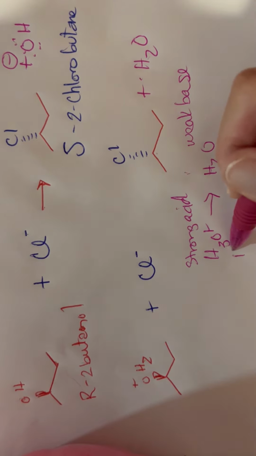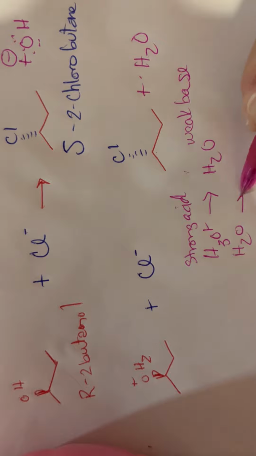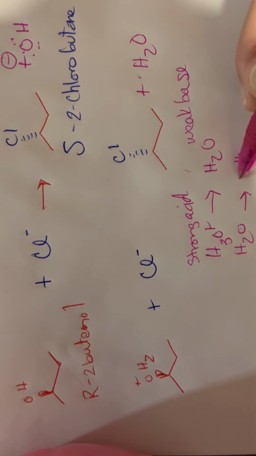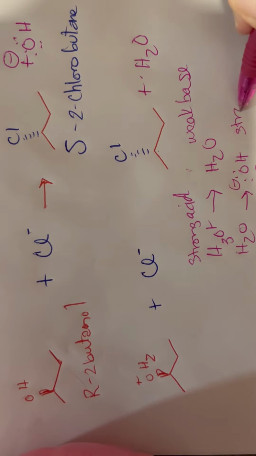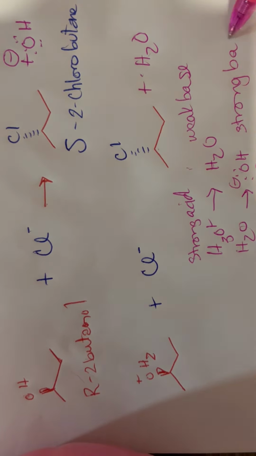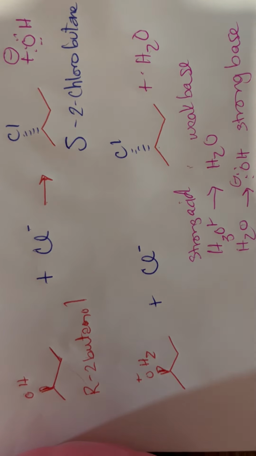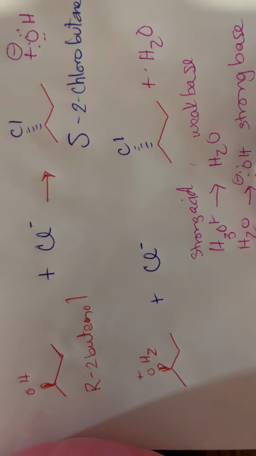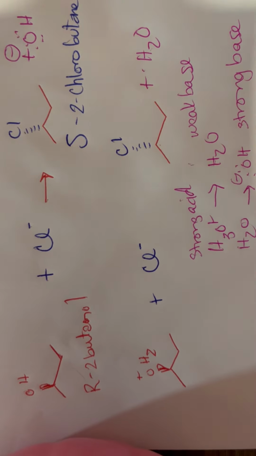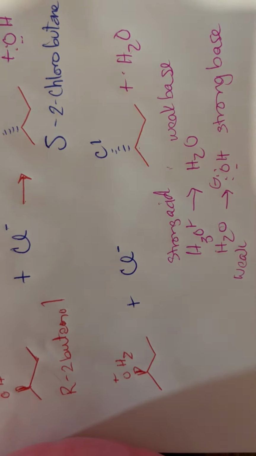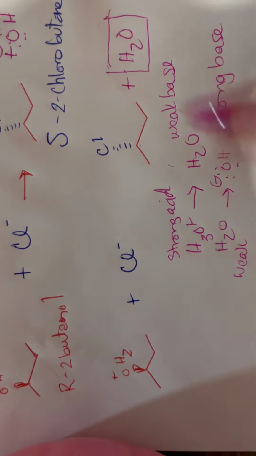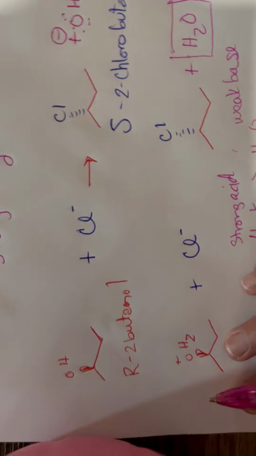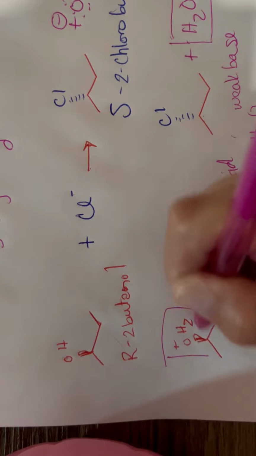If I have H2O as my acid and OH as my base, this is a strong base. Strong base means it's reactive. This is weak acid, basically neutral. So therefore, based on this, my water would be the more favorable of these two reactions because it has the better leaving group.